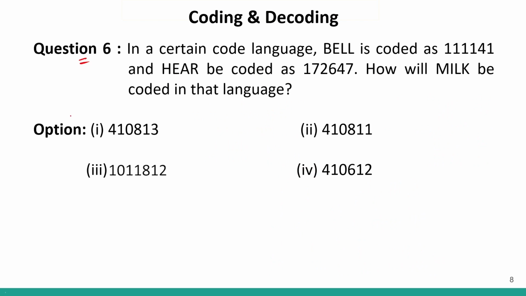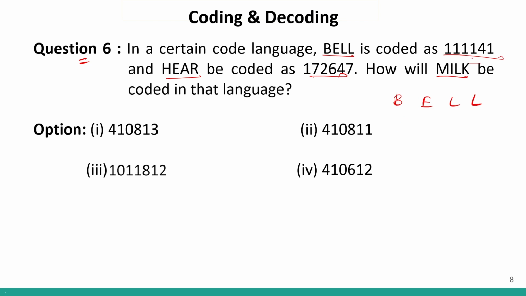question number 6. Question number 6, bell is coded like this. Here is coded like this. We have to find how milk will be coded in that language. Now, if you look over here, basically these are your ranks. We have a number, so forward ranks or backward ranks. Correct? So if I write the forward rank, this is a huge number. Correct? This is a huge number.